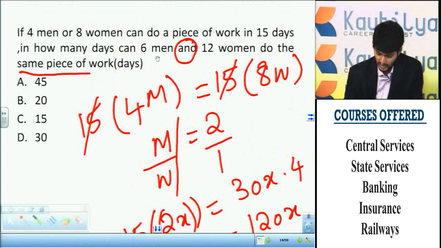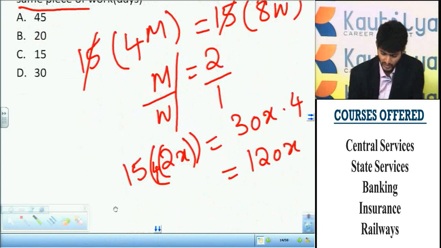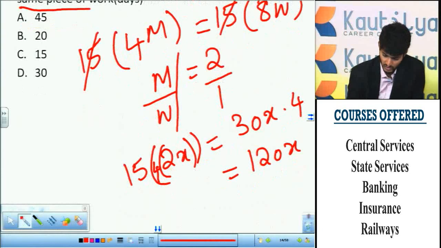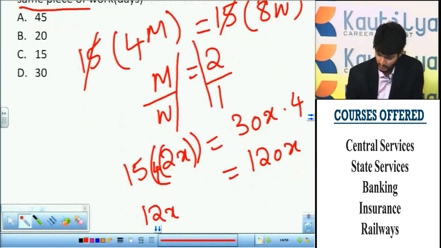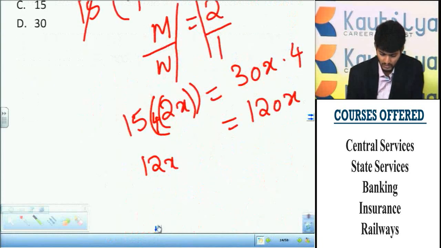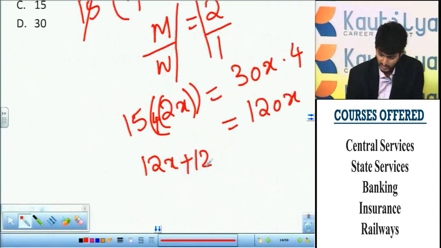As you can see in all our given questions, if I have 6 men, so 6 into 2 would be your 12x. So 12x plus, as he said, 6 men plus your 12 women. In this case, if I am looking at 12 women, each efficiency is nothing but x, plus another 12x. So the total would be around 24x.